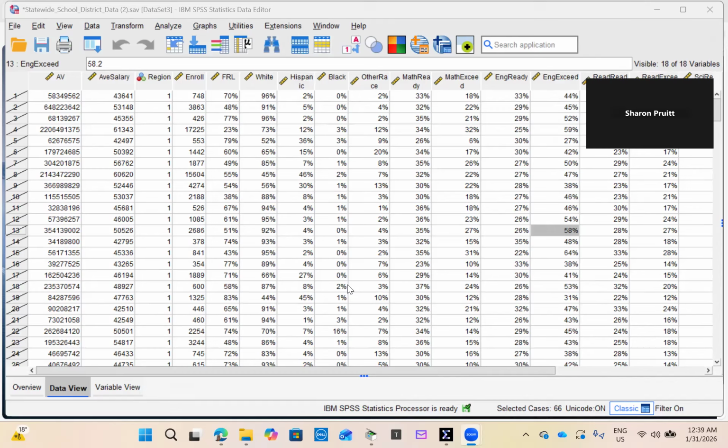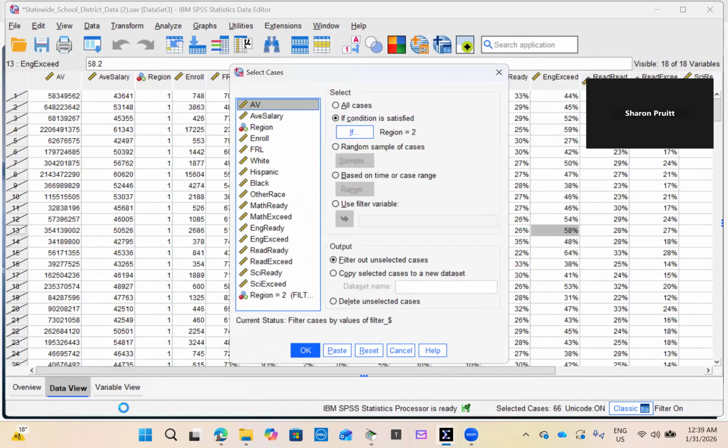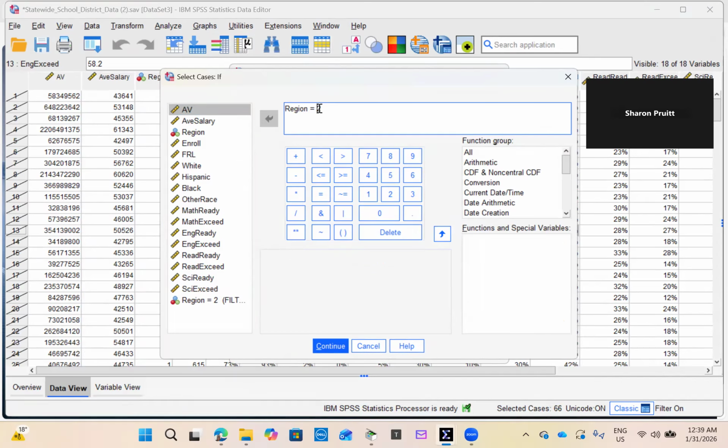Before running the ANOVA, I evaluated the assumption of normality for each group separately, Region 1, Region 2, and Region 5. I assessed normality using histograms with a normal curve overlay, which is appropriate given the moderate to large sample sizes for regions 1 and 2. In order to do this, you go to Data, select Cases, click on Region. If condition is satisfied, click If, and I've already gotten regions 1 and 2, so we're needing region 5.